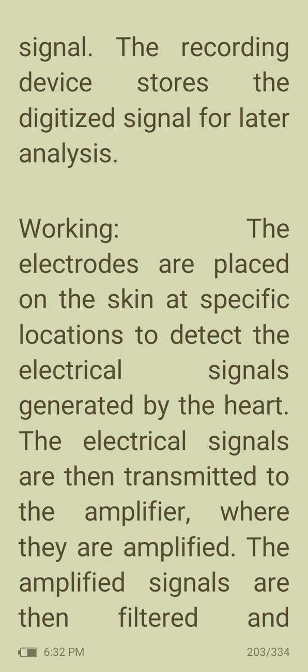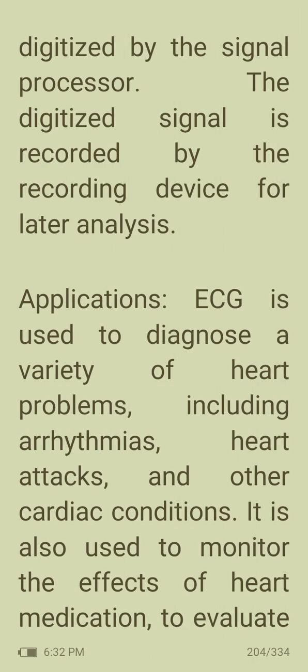How does this work? The electrodes are placed on the skin at specific locations to detect the electrical signals generated by the heart. The electrical signals are then transmitted to the amplifier where they are amplified, and the amplified signals are then filtered and digitized by the signal processor. The digitized signal is recorded by the recording device for later analysis.